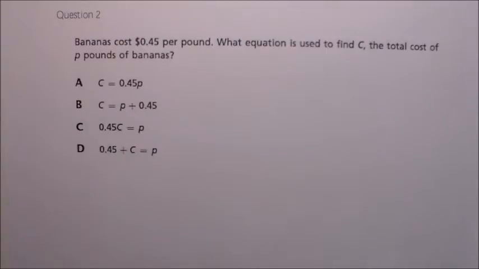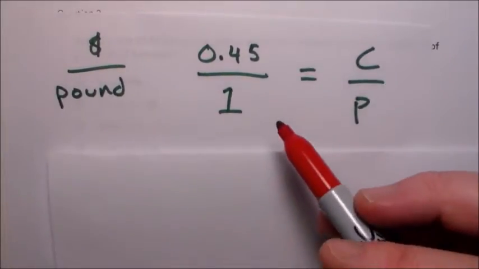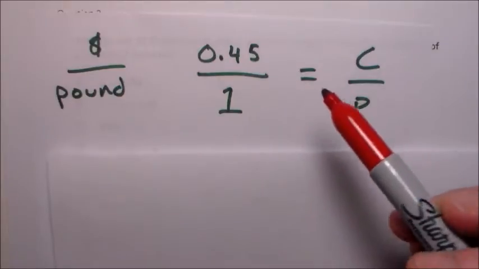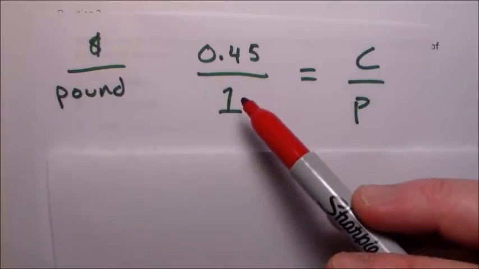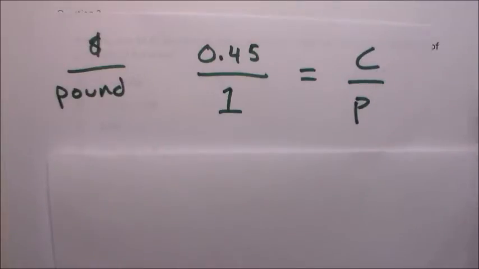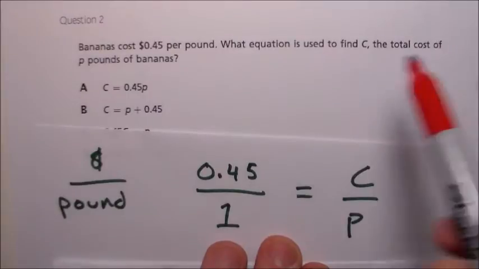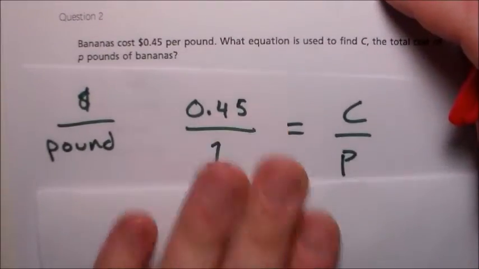Okay, question 2, a similar question. Bananas cost 45 cents per pound. What equation is used to find C, the total cost of P pounds of bananas? So we have dollars per pound, and 1 pound, the unit rate, costs 45 cents. So 0.45 for 1 pound. How much is the total cost, C, that it gives us in the problem? We want to find C, the total cost per P pounds of bananas.